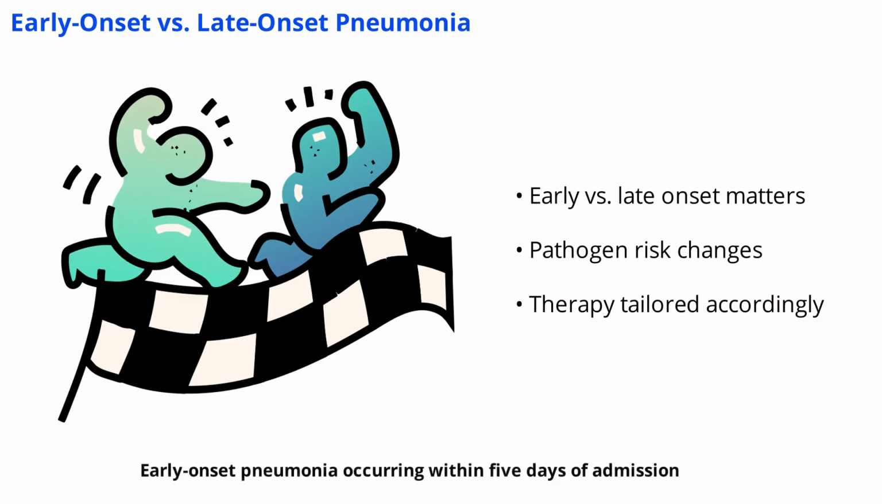Early onset pneumonia, occurring within 5 days of admission and without risk factors for multidrug-resistant organisms, is typically caused by pathogens like S. pneumoniae and H. influenzae. Recommended therapies include third-generation cephalosporins, respiratory fluoroquinolones, or ampicillin/sulbactam. Late-onset pneumonia or cases with risk factors require broader coverage for organisms like P.